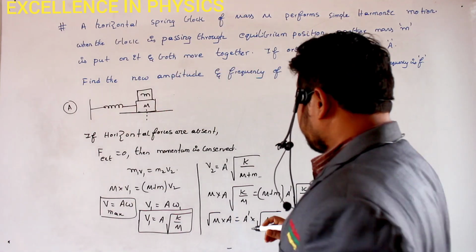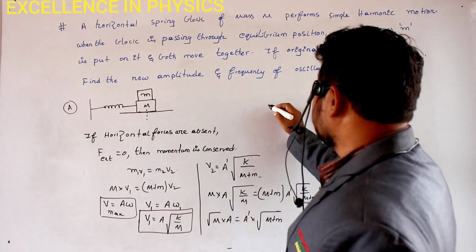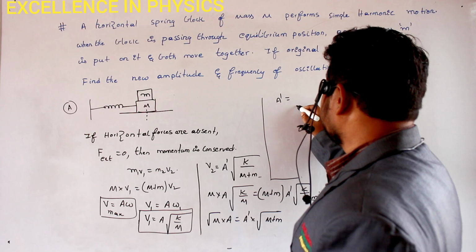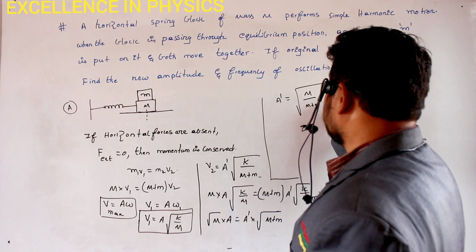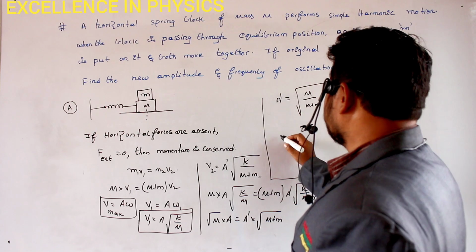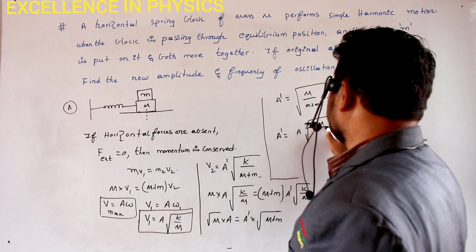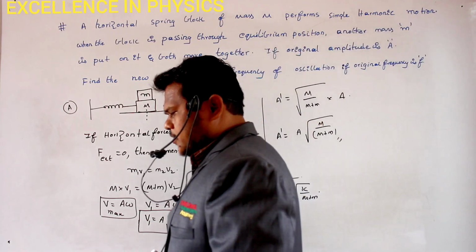Clear? From this, what am I supposed to find out? I'm supposed to find out A dash. Therefore A dash equals the square root of M divided by M plus m, into A. This is our equation. Therefore A dash equals A times the square root of M divided by M plus m. This is the final amplitude of the body.